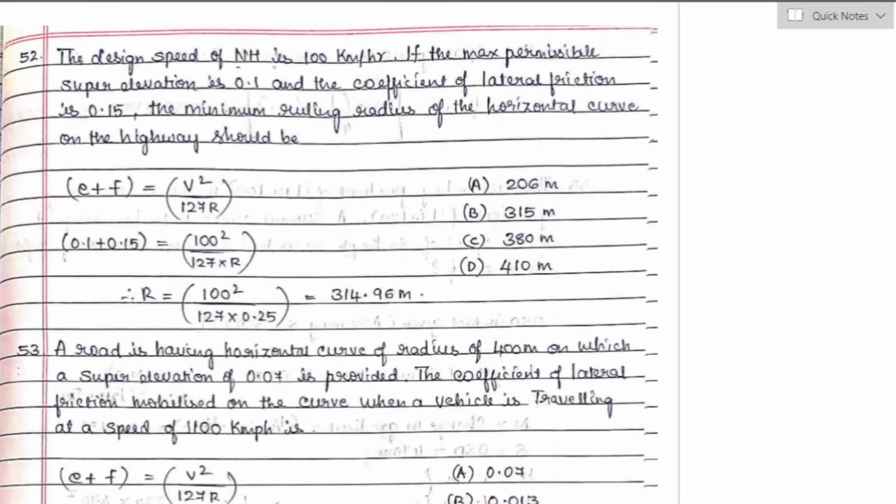Question number 52. The design speed of a national highway is 100 km per hour. If the maximum permissible super elevation is 0.1 and the coefficient of lateral friction is 0.15, the minimum ruling radius of the horizontal curve on the highway should be. We know that as per IRC, E plus F is equal to V squared divided by 127R. On substituting the values of maximum super elevation and coefficient of lateral friction, 0.1 plus 0.15 is equal to V squared divided by 127R, where V is the design speed of the vehicle. So the radius of the horizontal curve will be 314.96 meter. Option B is the right answer.